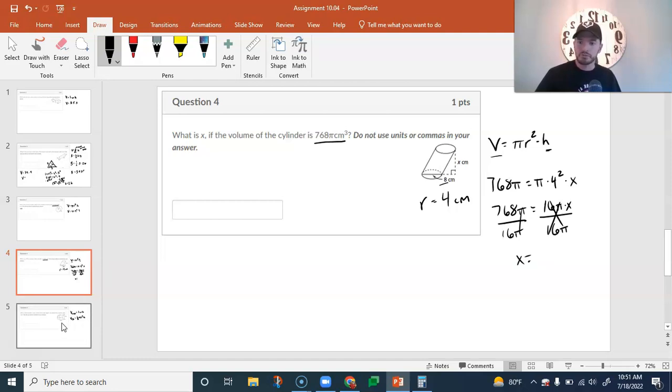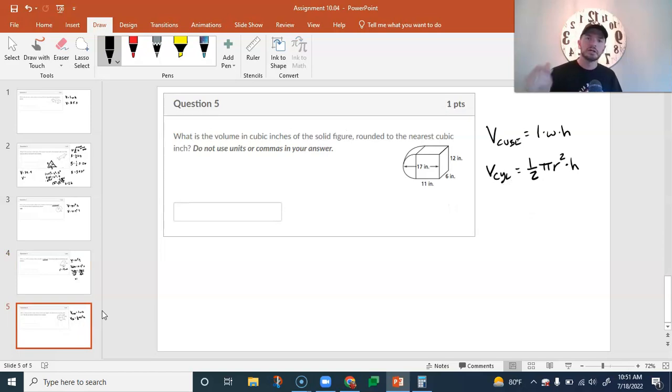Okay? Last one, number 5. Let's do it. So this one's kind of confusing because it has 2 separate shapes, and so you really need to treat them separately. So what I did is I have the volume formula of the cube here, which is just length times width times height. And then I have the volume of this cylinder. It's actually a half cylinder, so that's why you see this half here, which is pi r squared times height.